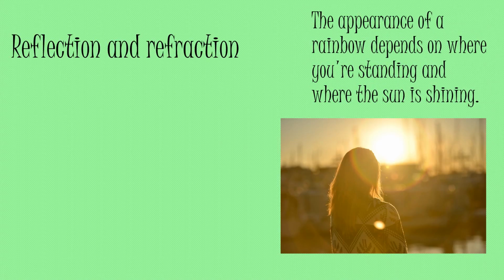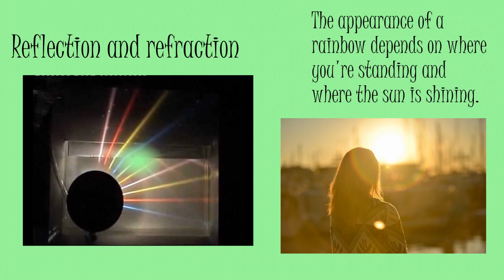The rainbow is created by both reflection and refraction of light in water droplets in the atmosphere, which results in a spectrum of light appearing. The appearance of a rainbow depends on where you are standing and where the sun is shining.